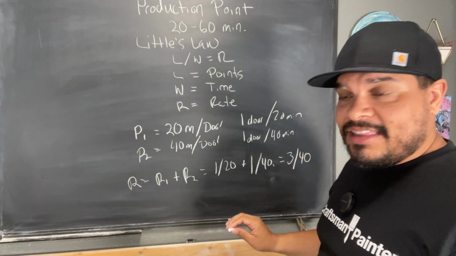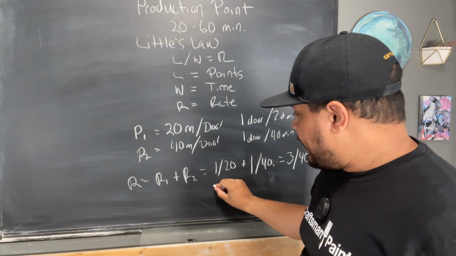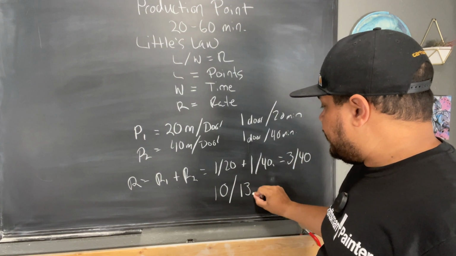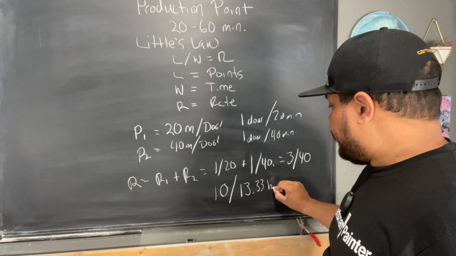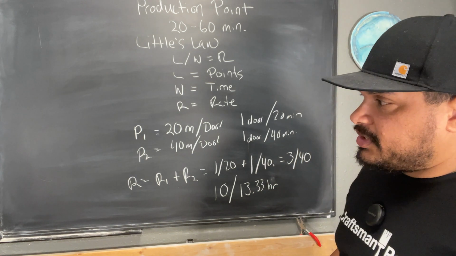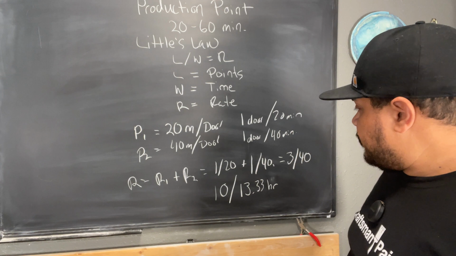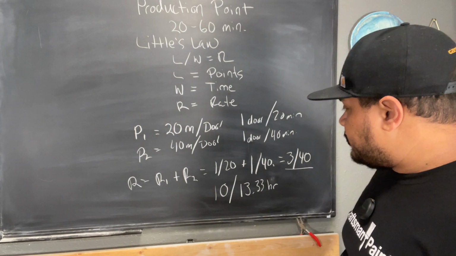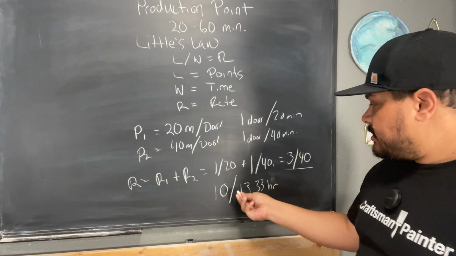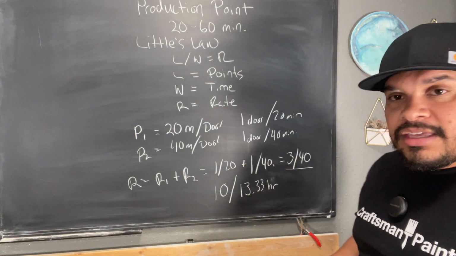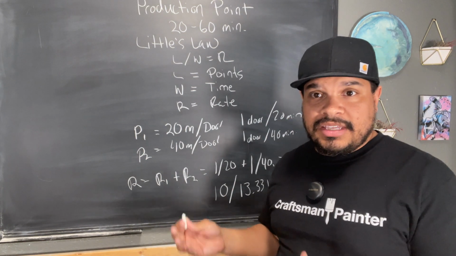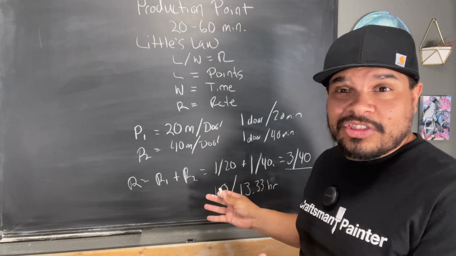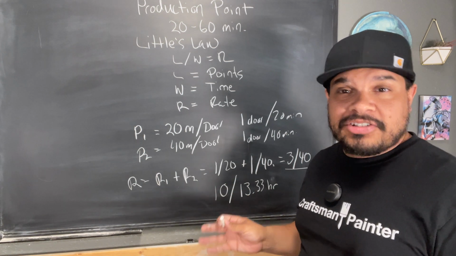So a bunch of other math later, and we basically figure out that these people could do 10 doors, and it's going to take them 13.33 hours, okay? Because what we're doing is we're just taking this number 10, taking this figure right here, multiplying across, and then we get 10 divided by 13.33, which means they can do 10 doors in about 13 and like 1/3 hours, right? 13 hours and 20 minutes.